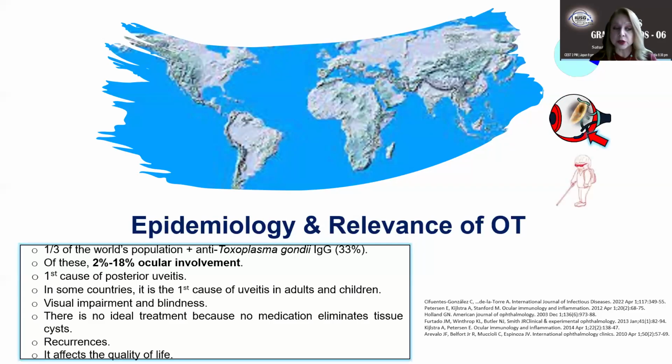It can cause visual impairment and blindness. There is no ideal treatment because no medication eliminates tissue cysts. It is a typical recurrent disease and it affects the quality of life. So, ocular toxoplasmosis has a tremendous impact in patients suffering from this disease.